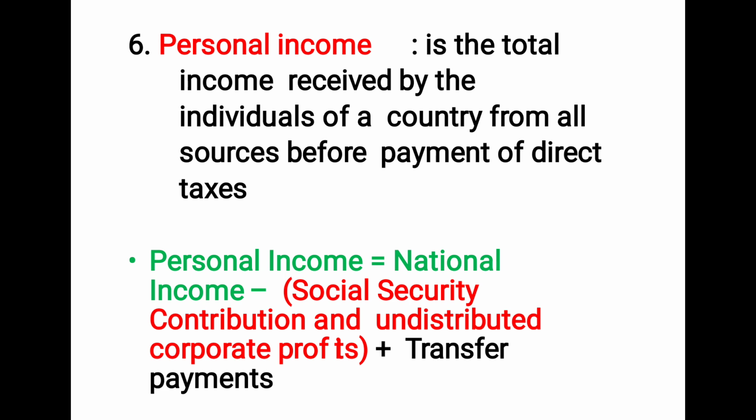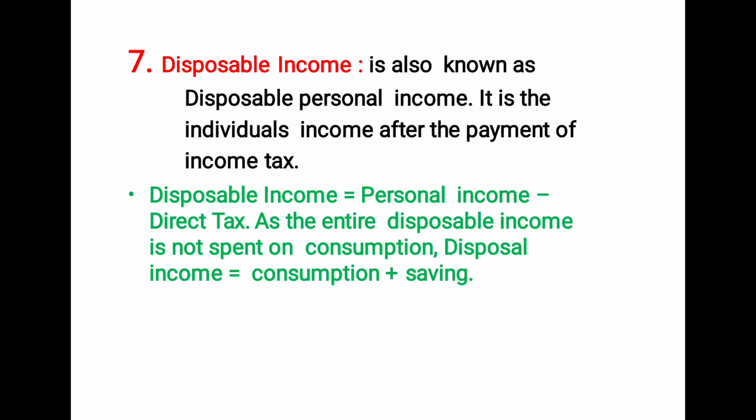Next one is personal income. What is personal income? Personal income is nothing but the income received by an individual, before he has paid any direct taxes. Before he pays the direct tax, the income that he gets, we call it personal income. How do we calculate personal income? Personal income is equal to national income minus social security contribution and undistributed corporate profit plus transfer payment.